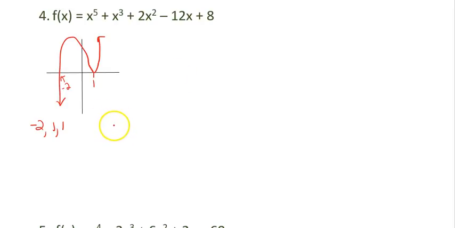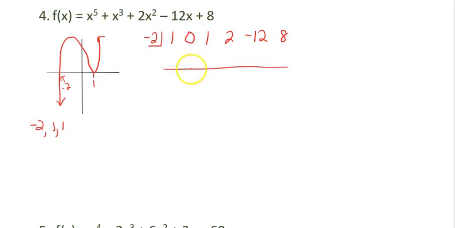How we're going to get them is using synthetic division. So the zeros that you have, you're going to do synthetic division with your polynomial. So I'm going to take that negative 2 and list everything out. Notice you jump the 4th power here. So I'm going to have 1, 0, 1, 2, negative 12, and 8. And then I'm going to do synthetic division.